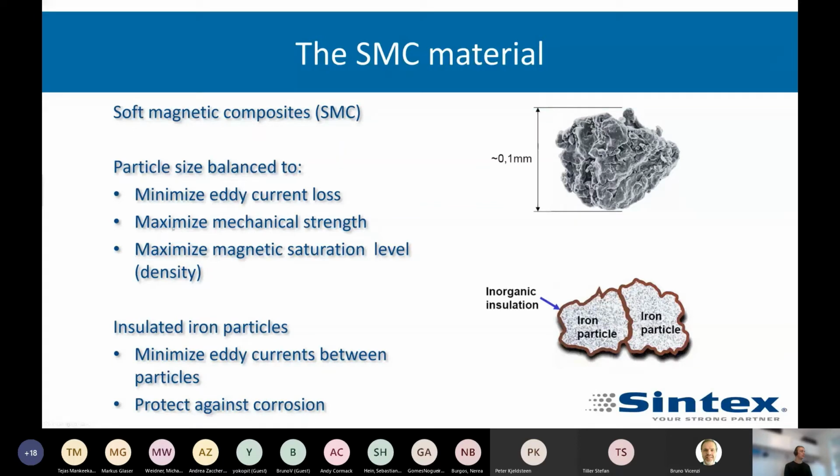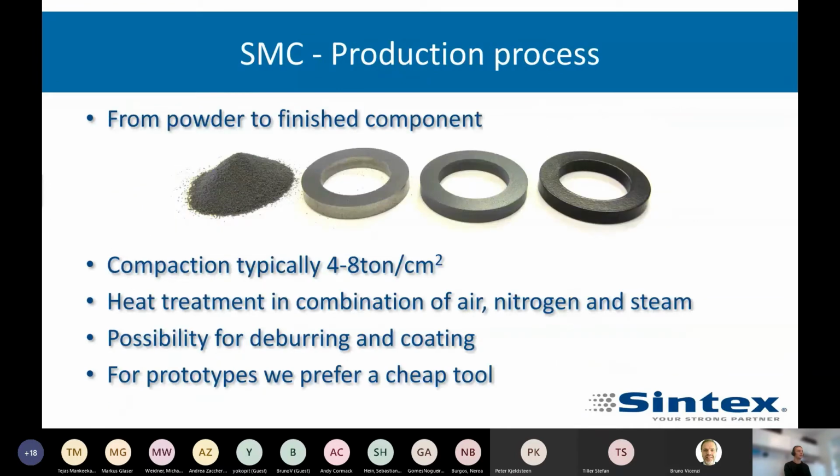When we look at the particle size, we have to balance it to maximize mechanical strength and to maximize the magnetic saturation level, the density, if you will, when you do the compaction. On the other hand, we also still have to have the insulation between the particles. And in a way, we're also able to protect against corrosion to some extent, at least. So it's not comparable to normal iron in that respect.